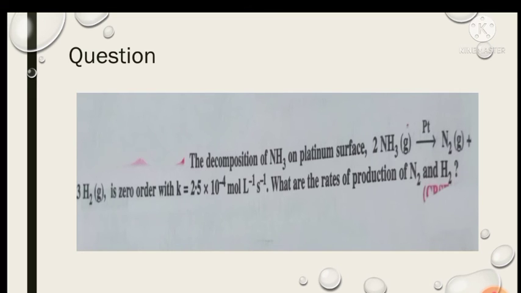There is a numerical question. Suppose the decomposition of ammonia on platinum surface is like this. The equation is given here, and it is a zero order reaction. Here the value of K is also given, 2.5 into 10 to the power minus 4 mole per liter per second. So what are the rates of production of nitrogen and hydrogen? So it is the application part, why we are studying chemical kinetics, zero order reaction, etc. If we know the value of K, then we can calculate the rate of production of the products.